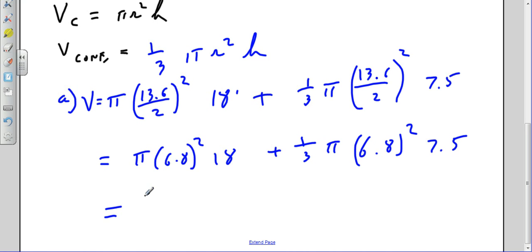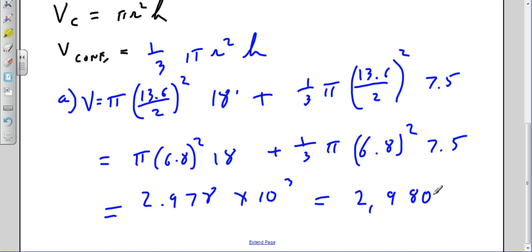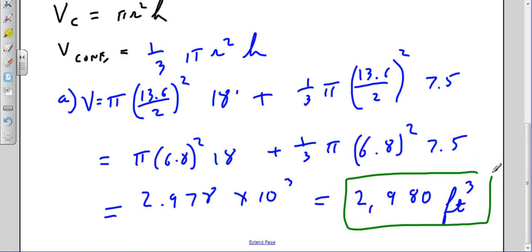And the calculator says 2.978 times 10 to the third. And we only have 3 significant digits, so we're going to call that 2,980 feet cubed, because it's going to be a volume. So that would be my final answer for the volume.